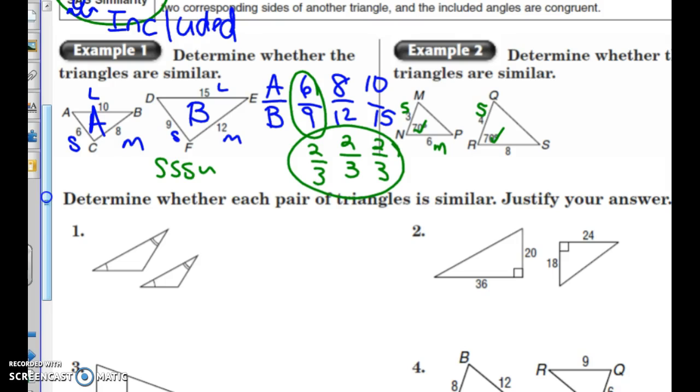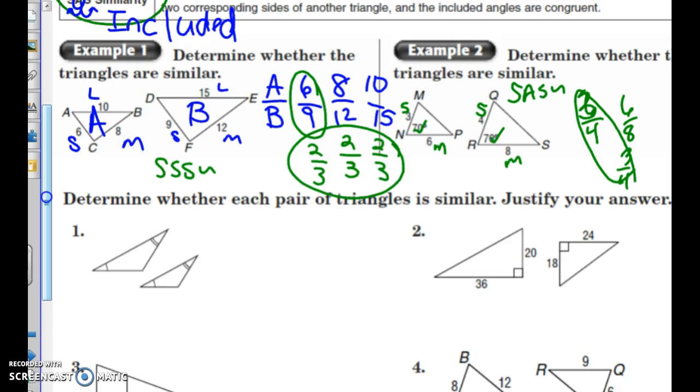Here I have my small and my medium, correct? So 3 over 4, 6 over 8. Can I reduce this to 3 over 4? Yep. Are those numbers the same then? Yep. So this one is side, angle, side, similar.